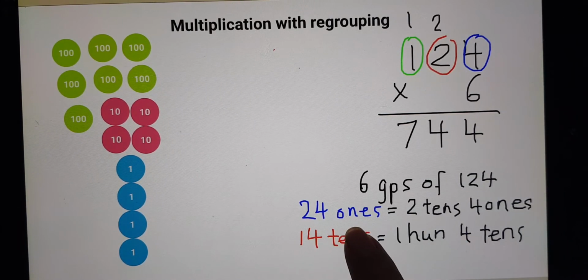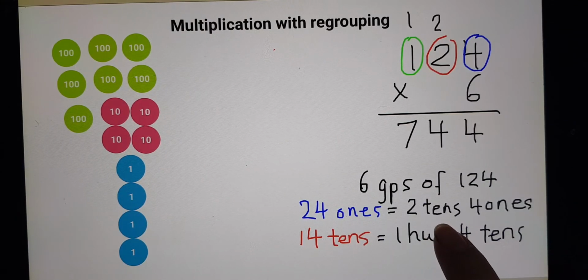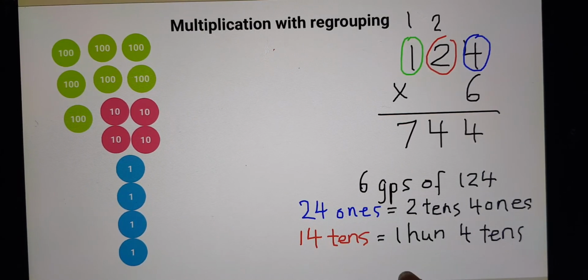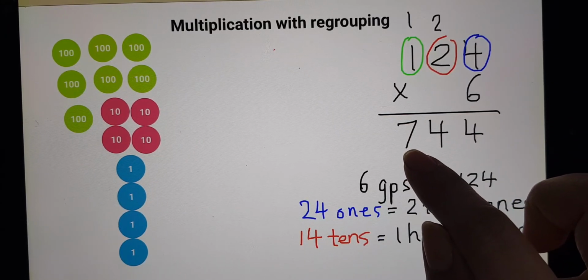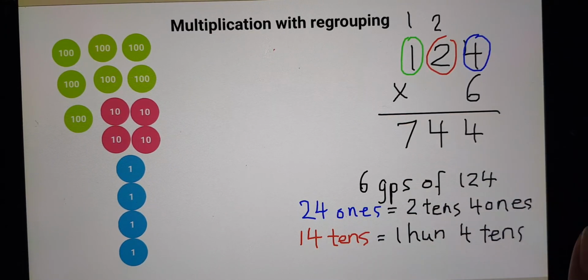If there are too many ones, we're going to regroup them to become tens. If there are too many tens, we regroup them to become hundreds. If we had too many hundreds, we could also regroup them to become thousands, but in this case, we only had 700, so we do not need to regroup. So that's multiplication with regrouping. Hope you understand.